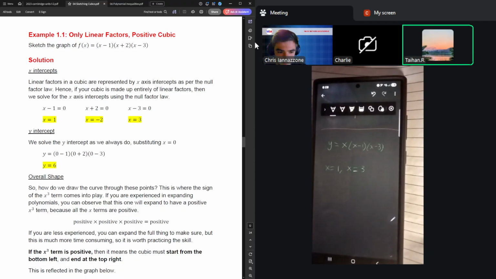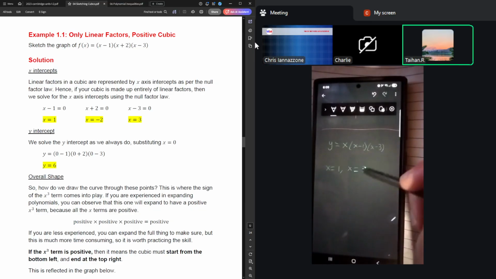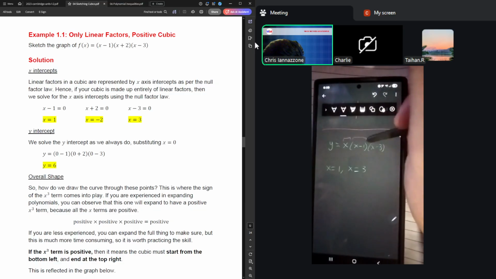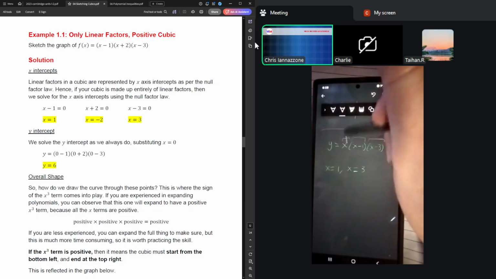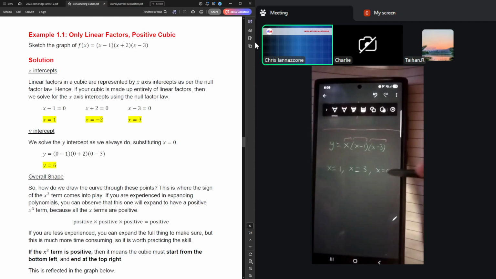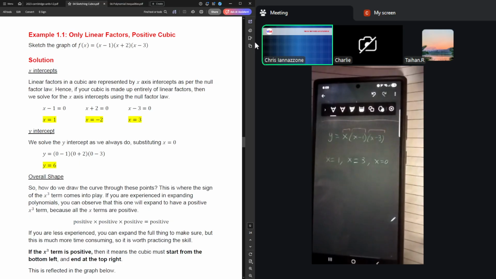Would 0 be one? Yeah, that's right. Remember, null factor law works for all the multiplied terms in the list. So even though there's no brackets there, that is indeed multiplied along with all of them. Nice. That's all our x-intercepts. Again, that was just null factor law.